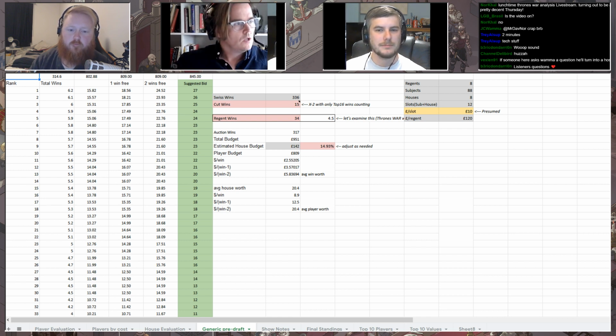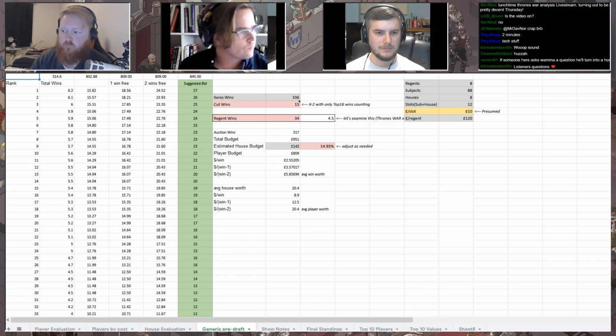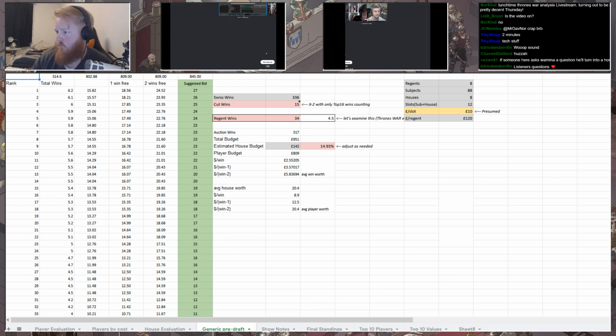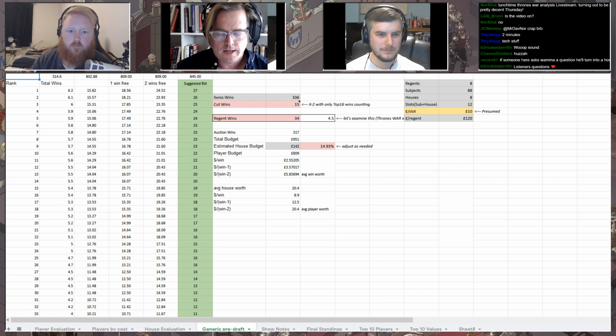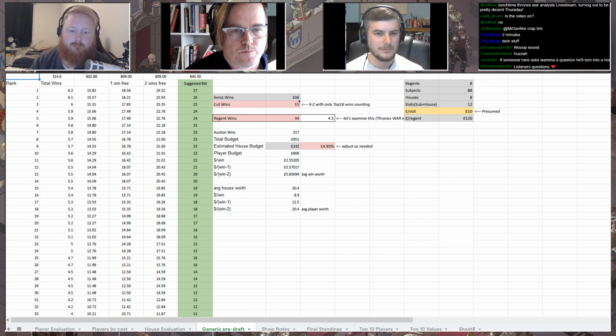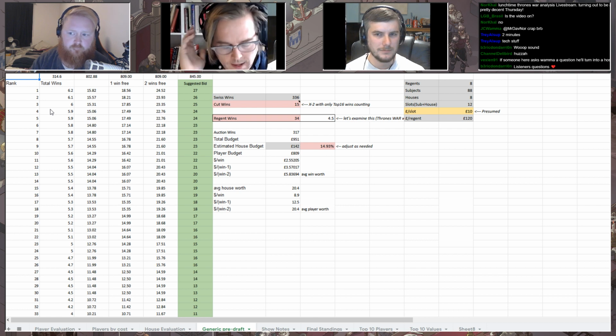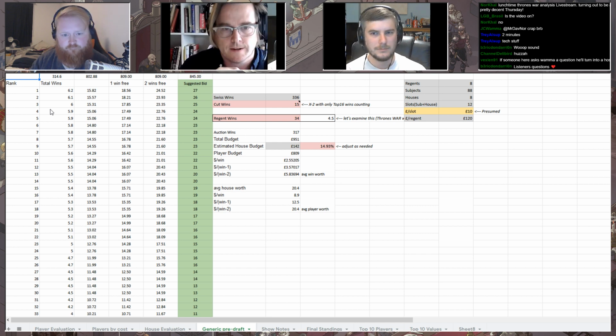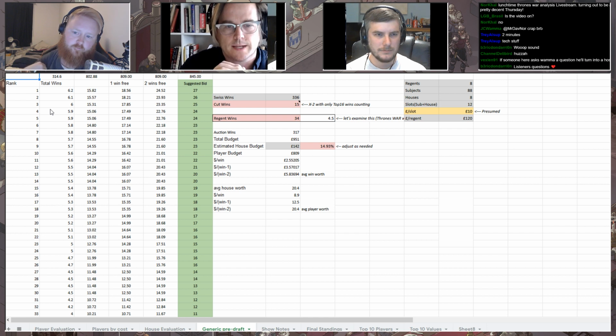Okay, so let's just start off. Buzz is showing a spreadsheet here, and I think what we're calling this is the generic pre-draft. This is what I would put together before any draft happens. And this could be improved, but essentially what I'm trying to do is punch in the actual specifications of a given auction. How many players are there going to be? And the idea is we want to get to, how much money do we have to spend? How many wins are available that the players are going to be competing over?